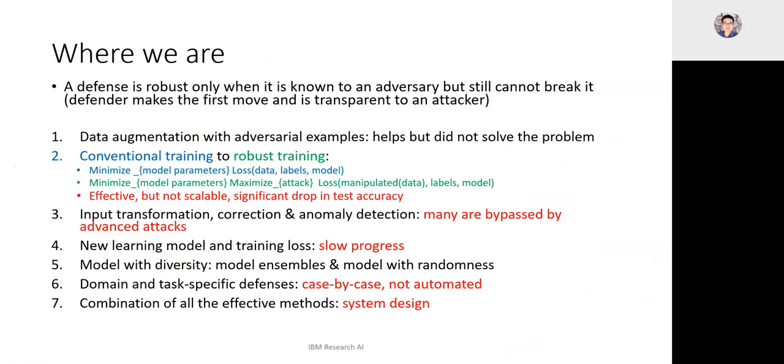So people have also been looking at other ways. The one direction that we believe is more promising is using diverse models, including model ensembles and models with randomness, to basically increase the cost of adversarial attacks. And later on, I will show some domain-specific defenses where we have some promising results. But the one downside is that these domain-specific defense rules cannot be easily generalized to other domains.